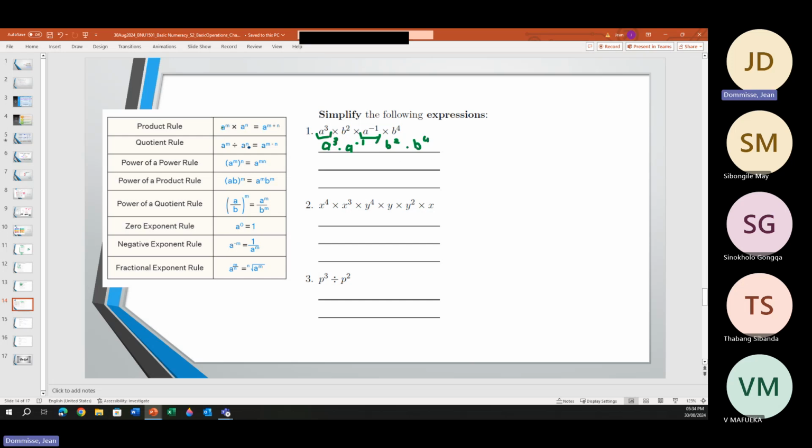Okay, so look at when we have A times A times A, what can we say? M plus N. So for A, we can say it's 3 minus 1. And for B, we can say 2 plus 4.